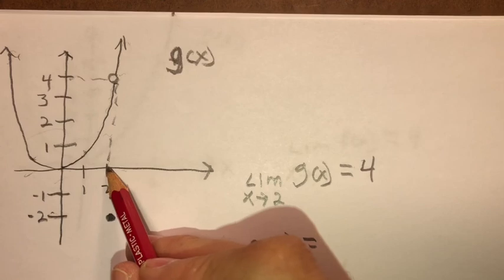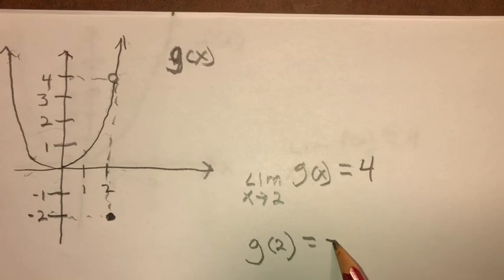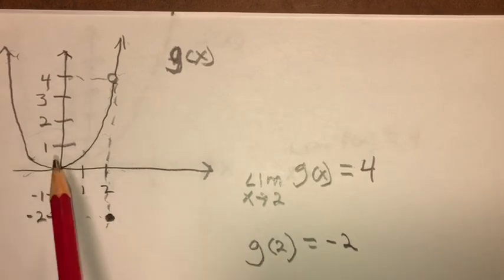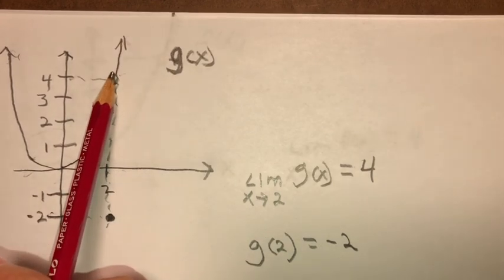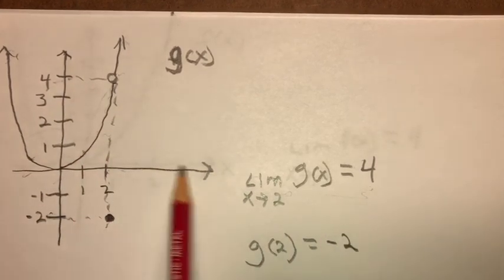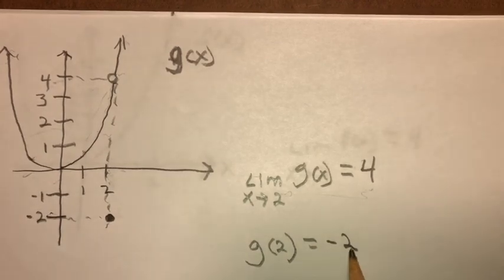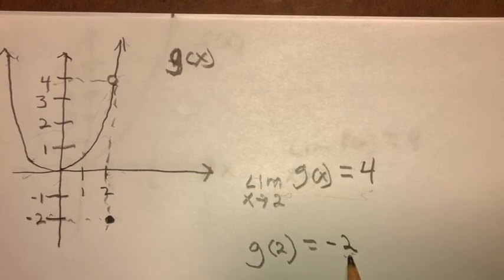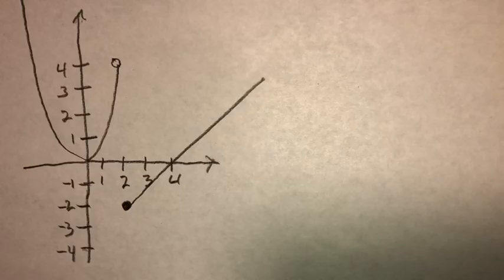g of 2 is down here, -2. So the limit as I approach from the left and the limit as I approach from the right are both the same. They're both 4, so the limit does exist and is 4, even though the value of the function at 2 is different. In this case it is -2. So this is an example of where the limit is different from the value of the function at that point.